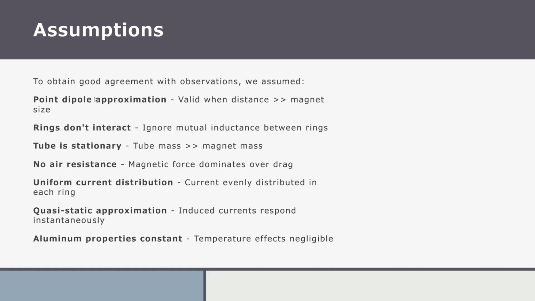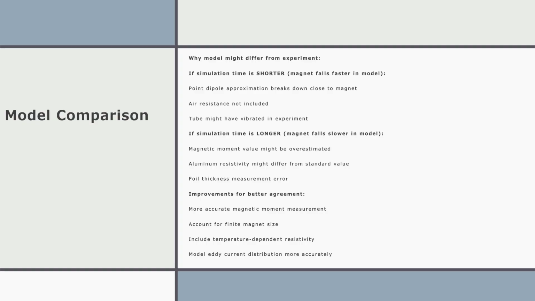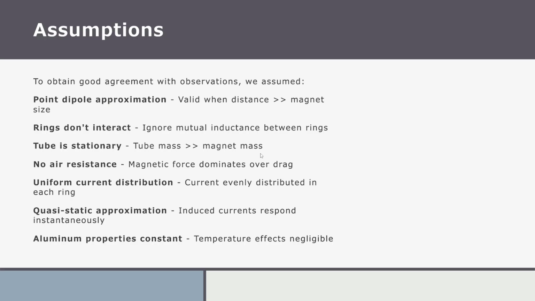So we had to make a couple assumptions for this lab. Point dipole approximation, rings don't interact, the tube is stationary, there's no air resistance, uniform current distribution, quasi-static approximation, which basically just means that induced currents respond instantaneously, and then aluminum foil properties are constant, which just means the temperature effects are negligible.